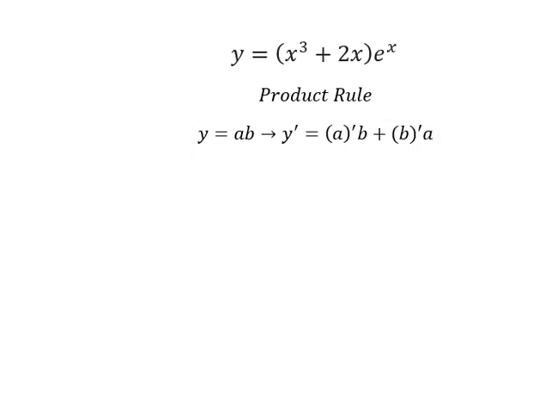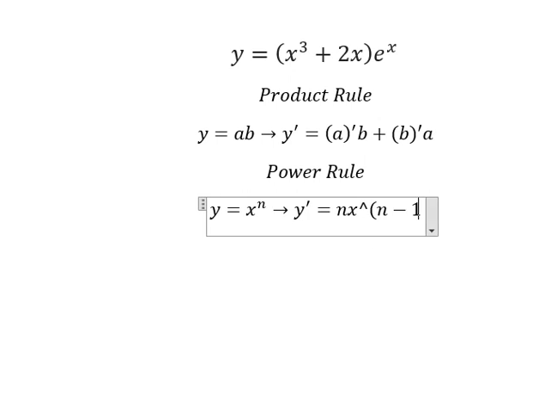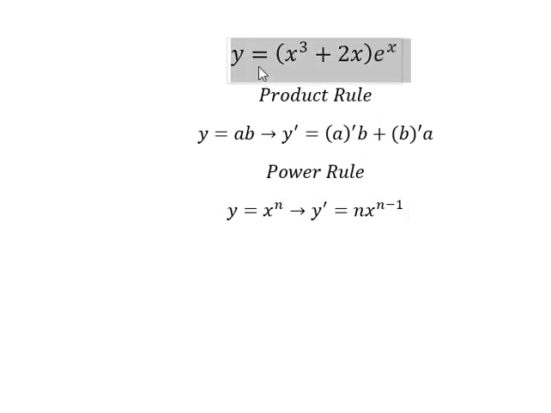And the next one, we can use the power rule of the derivative. So for this one, we have y equals x to the power of n. Later we can do first the derivative of this one, and we have n x to the power of n minus 1.